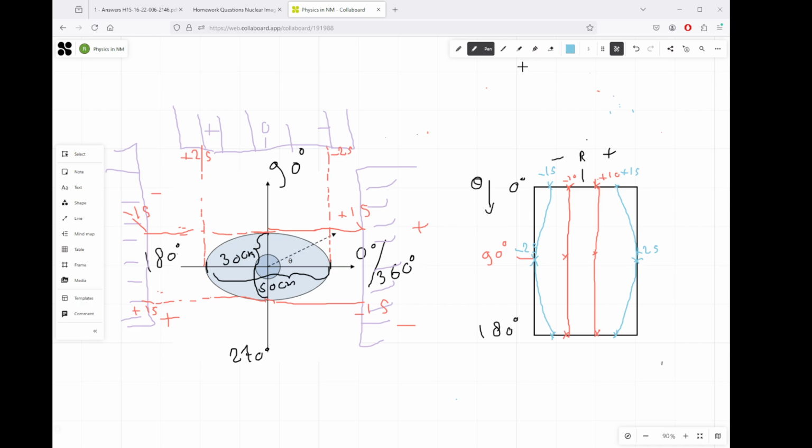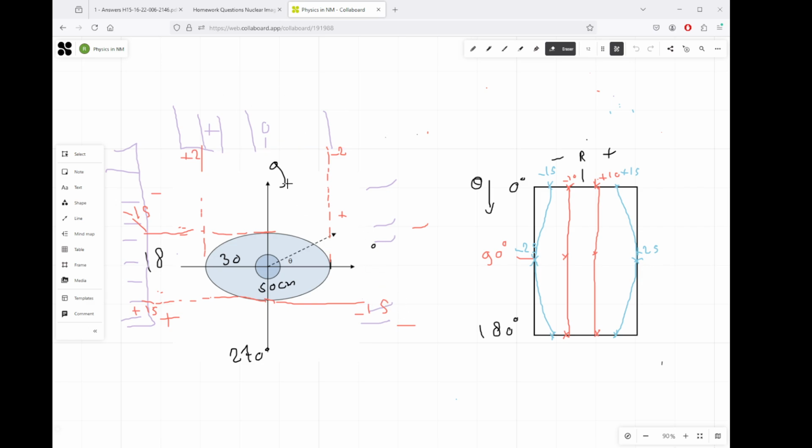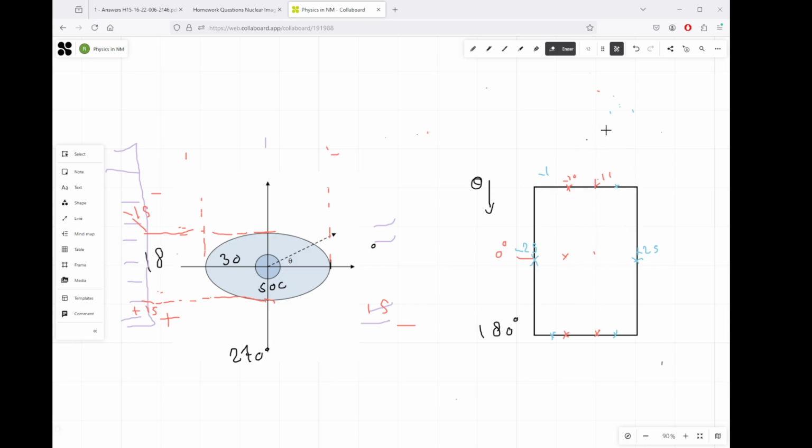So let me erase all of this. Now the object will be slightly tilted, and same for the spherical object. Let me erase all of these. Can this one be bigger? Like this.